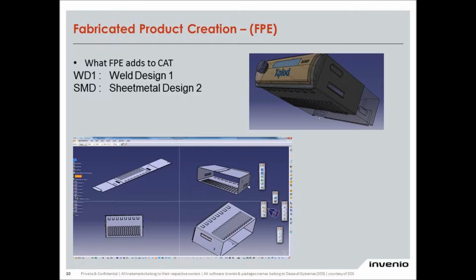The Fabricated Product Creation, FPE, contains two products. We have Weld Design, which we unfortunately don't really have time to demonstrate today, but I will demonstrate the Sheet Metal 2, which is SMD. SMD is generally used to create bent sheet metal parts. I will show you some of the basic sheet metal design features. SMD can also do some doubly curved surface flattening.